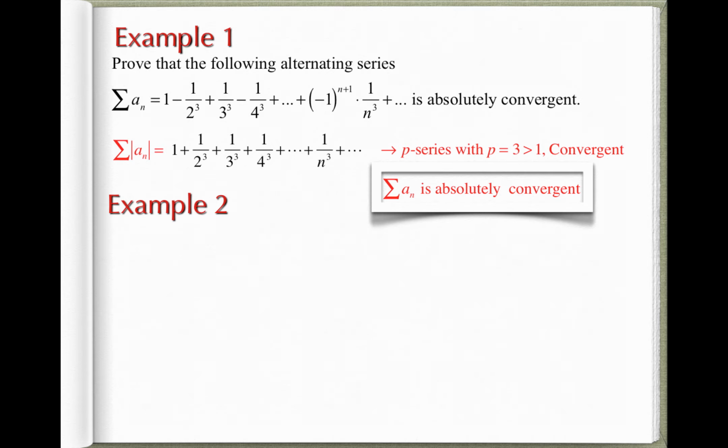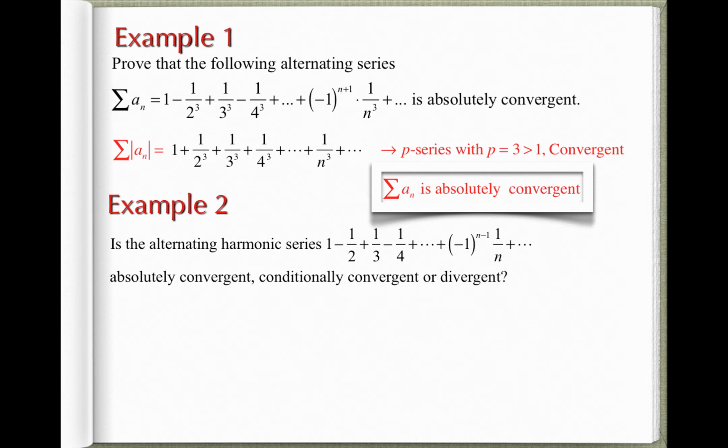Here we go. Let's look at example dos. Is the alternating harmonic series listed on the screen absolutely convergent, conditionally convergent, or neither? Does it diverge?